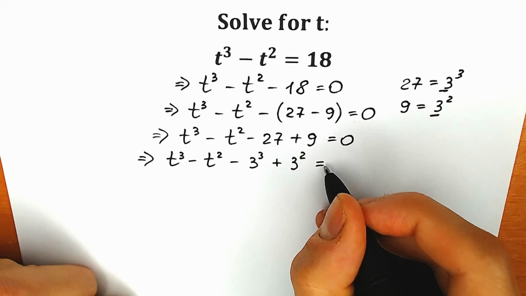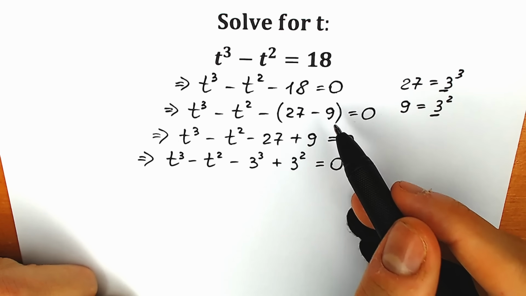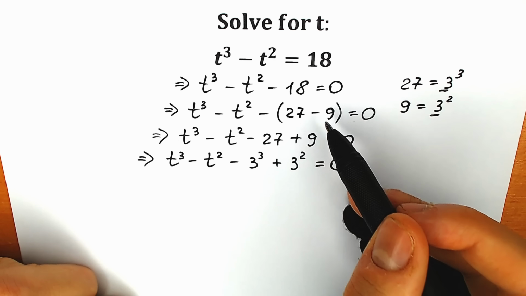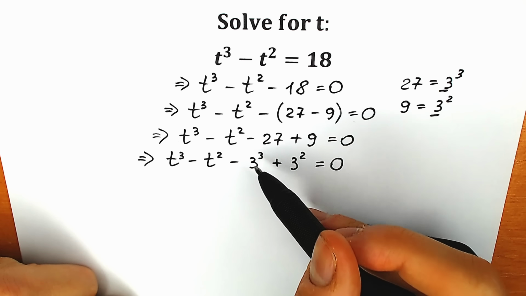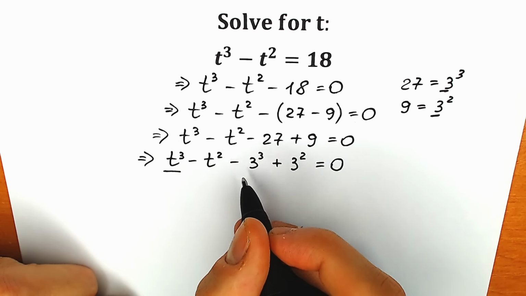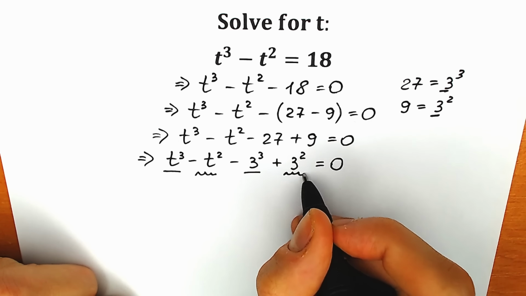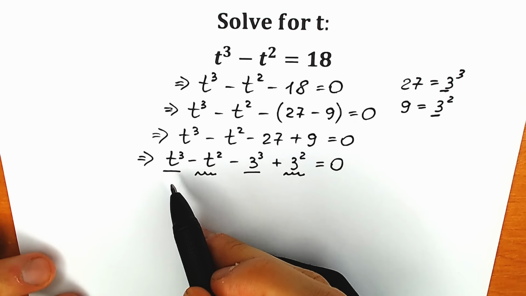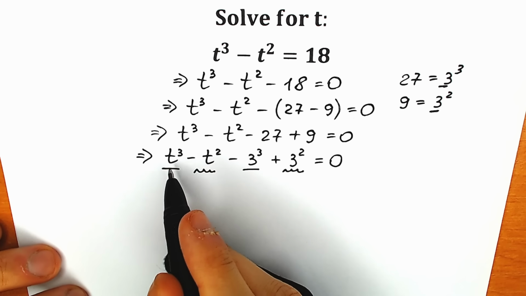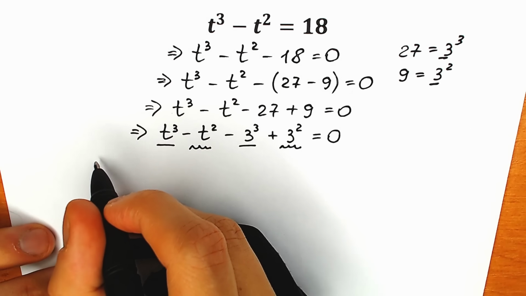And that's why I chose 27 minus 9, not like 20 minus 2 or 30 minus 12. I chose 27 and 9 because right here we can express this as a cube and as a square. And why can we group this t cubed, 3 cubed, and t squared and 3 squared? We can easily see this question from a different angle, and that's why we group cubes and group squares. So let's start, for example, with the cubes.